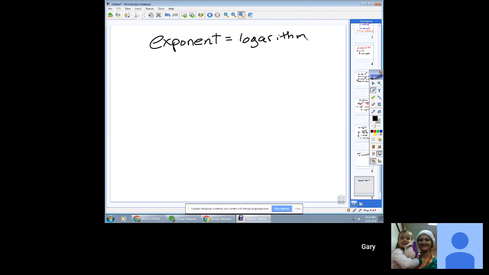For example, 10 to the power 2 equals 100 is the exponent way to write that. The logarithm way to write that would be: the log base 10 of 100 equals 2. The base is 10, and those have to match. There's a 10 for the base of the exponent and a 10 for the base of the logarithm, and the target in this case is the 100. So these two statements mean exactly the same thing.